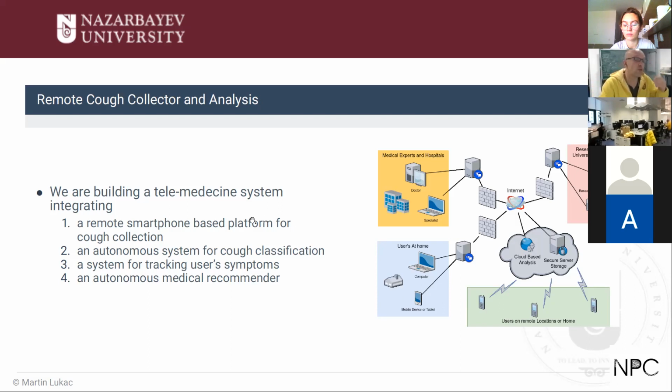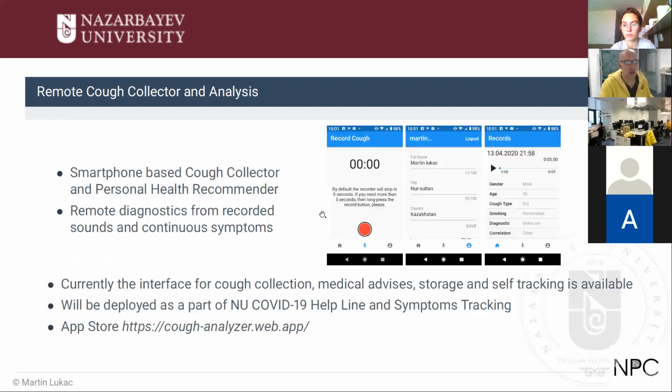So now, of course, this is still in development. Right now, what do we have? We have a smartphone-based cough collector. You can essentially download this recorder of coughs. And currently, what we are doing is we have two branches.